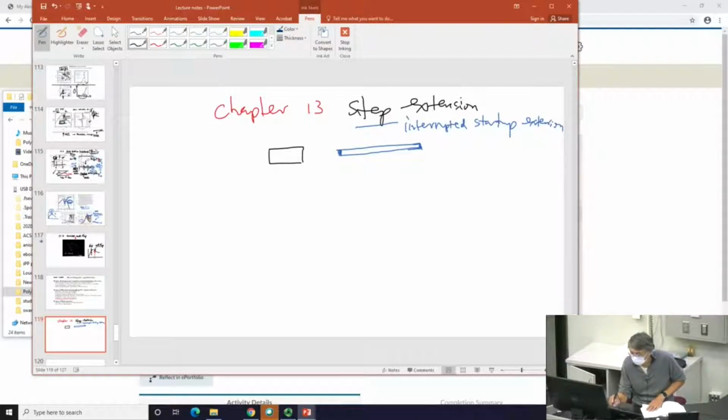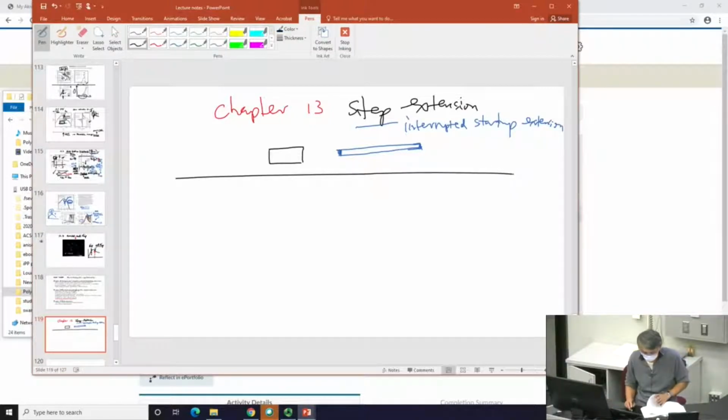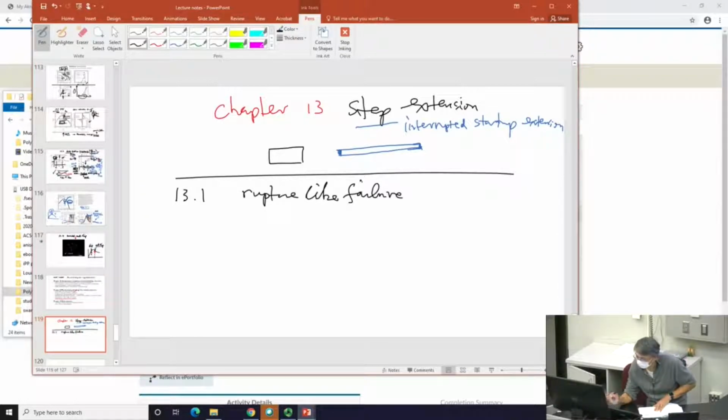And then for the rest, I just want to highlight some of the remaining issues, since I have already indicated the condition. So let's start with the first section. I call it rupture-like failure after step extension, and it occurs under two conditions.